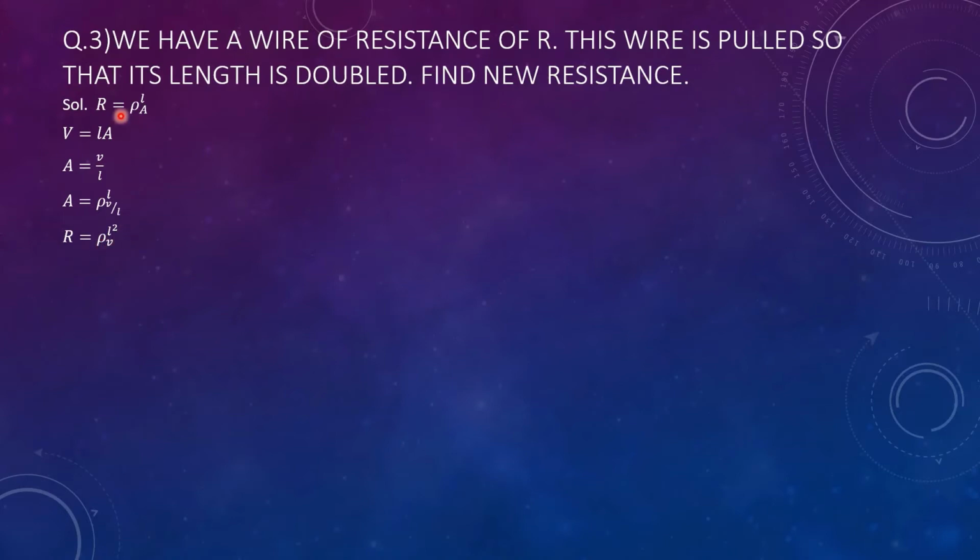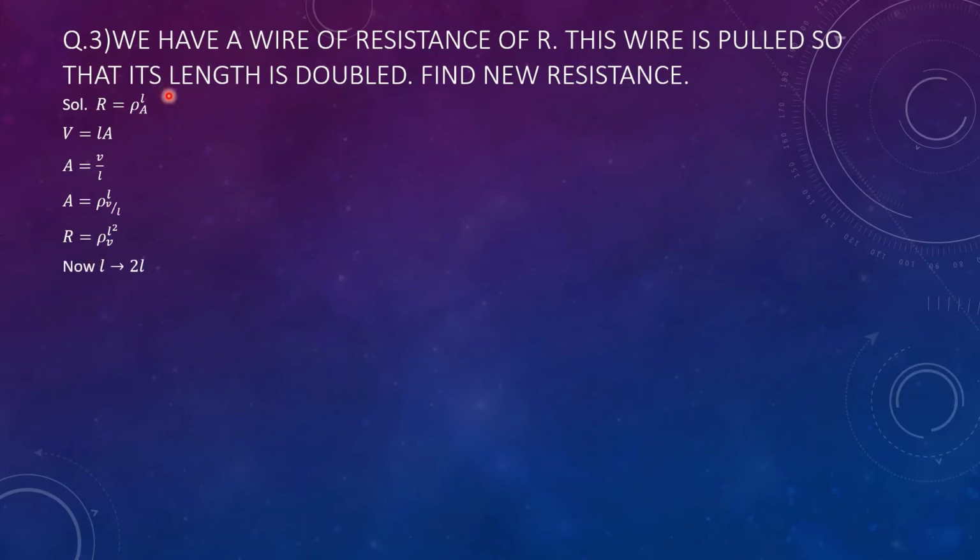Again I am explaining this. R equal to rho L upon A. We know that V equal to L into A, or A equal to V upon L. Here, by mistake it is written A, actually it is R. Value of R equal to rho, and A will be replaced by V upon L. So rho L upon V upon L. L will shift in numerator. It becomes R equal to rho L square upon V. So directly you can apply this formula. When length will change, in that case resistance we can find with this one.